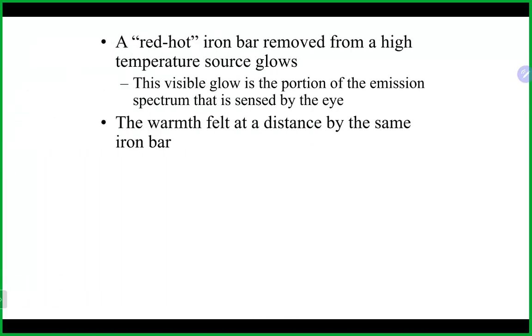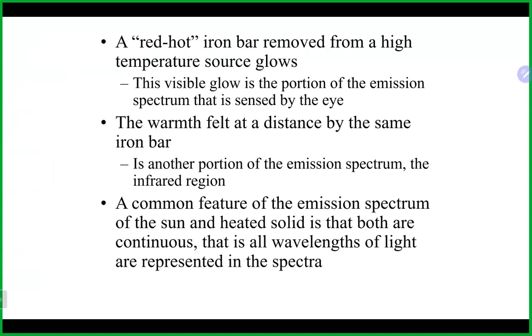When we talk about the spectrums we come across, sometimes we get different types of spectrums that develop. For example, if you put a piece of iron in a fire, it's going to glow, which gives you that visible part of the spectrum. But remember, there are different parts like UV, infrared, gamma, and X-rays. For example, the warmth would be from the infrared part of the spectrum, maybe not a color. So a common feature of the emission spectrum of the sun and heated solids is that it gives more of what's considered a continuous spectrum.